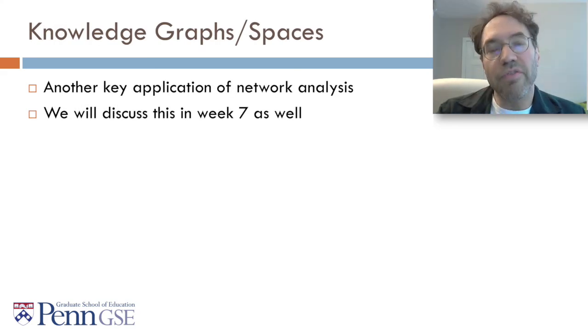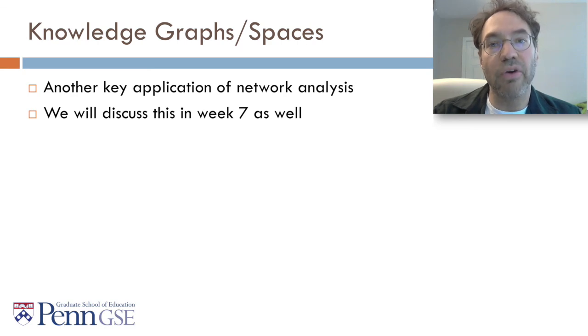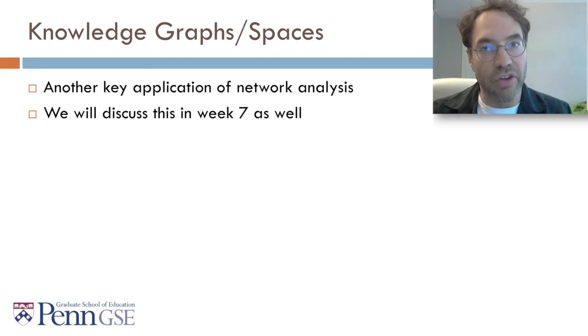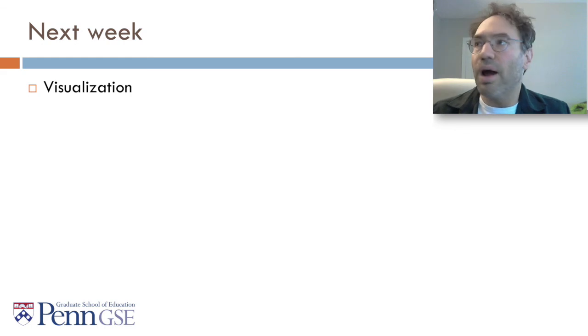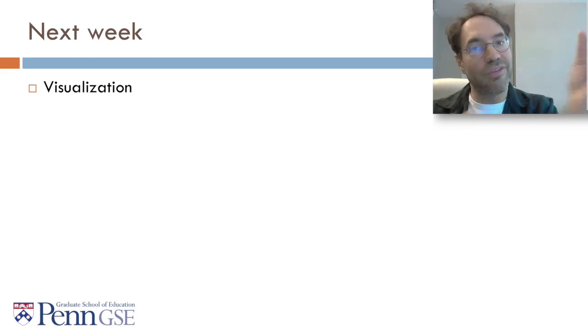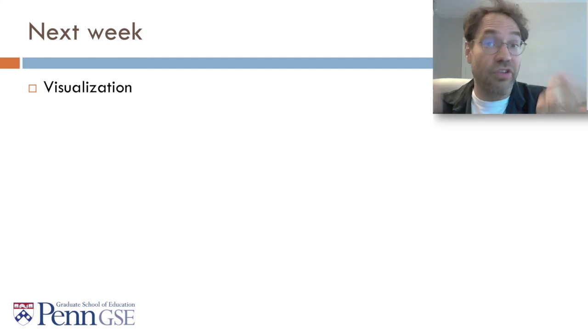There's another area of network analysis, knowledge graphs or knowledge spaces, that we're not going to talk about this week, but we'll come back to it in week 7 when we talk about Q matrices and ways to represent the interconnections of knowledge. So look forward to that. And that about wraps up this week. Next week we'll discuss visualization, which blends smoothly from the fact that we've been talking about methods that involve visualization in this lecture.